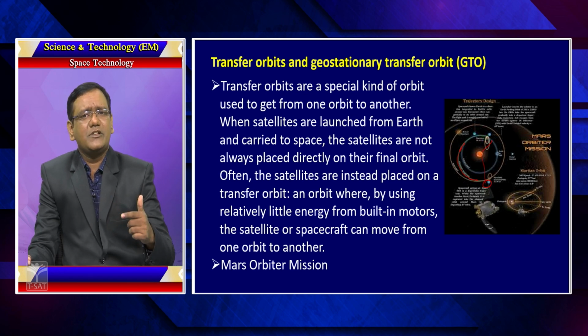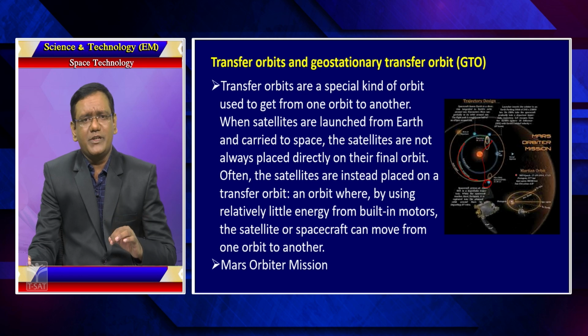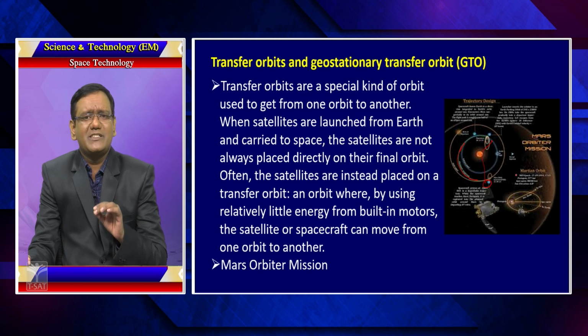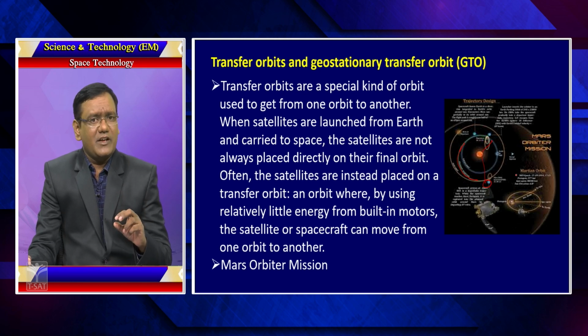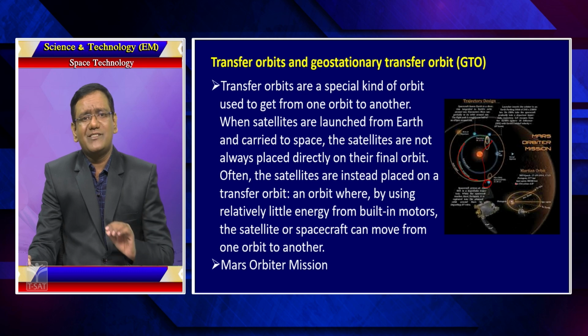Like that, we use these transfer orbits from one place to another to move a satellite from one orbit to another orbit. Often the satellites are instead placed on a transfer orbit, an orbit whereby using relatively little energy from built-in motors, the satellites or spacecraft can move from one orbit to another orbit. For instance, we have used this technique in the Mars Orbiter Mission.